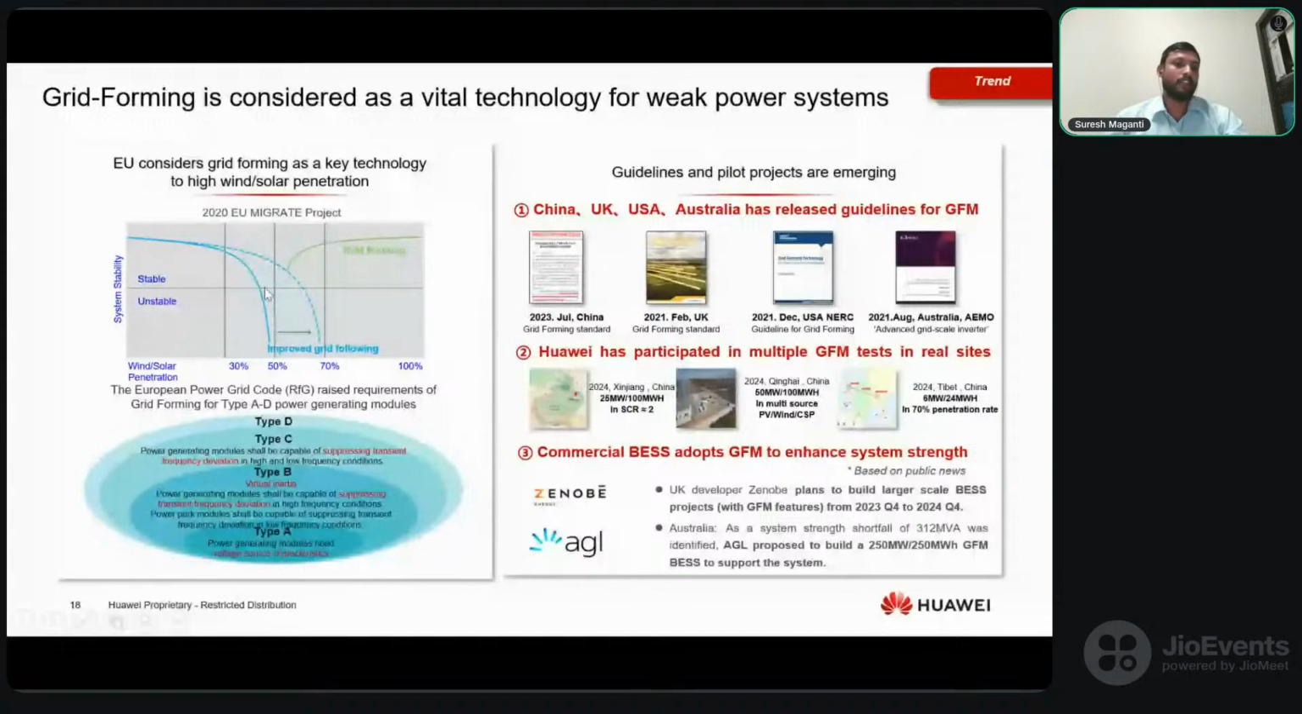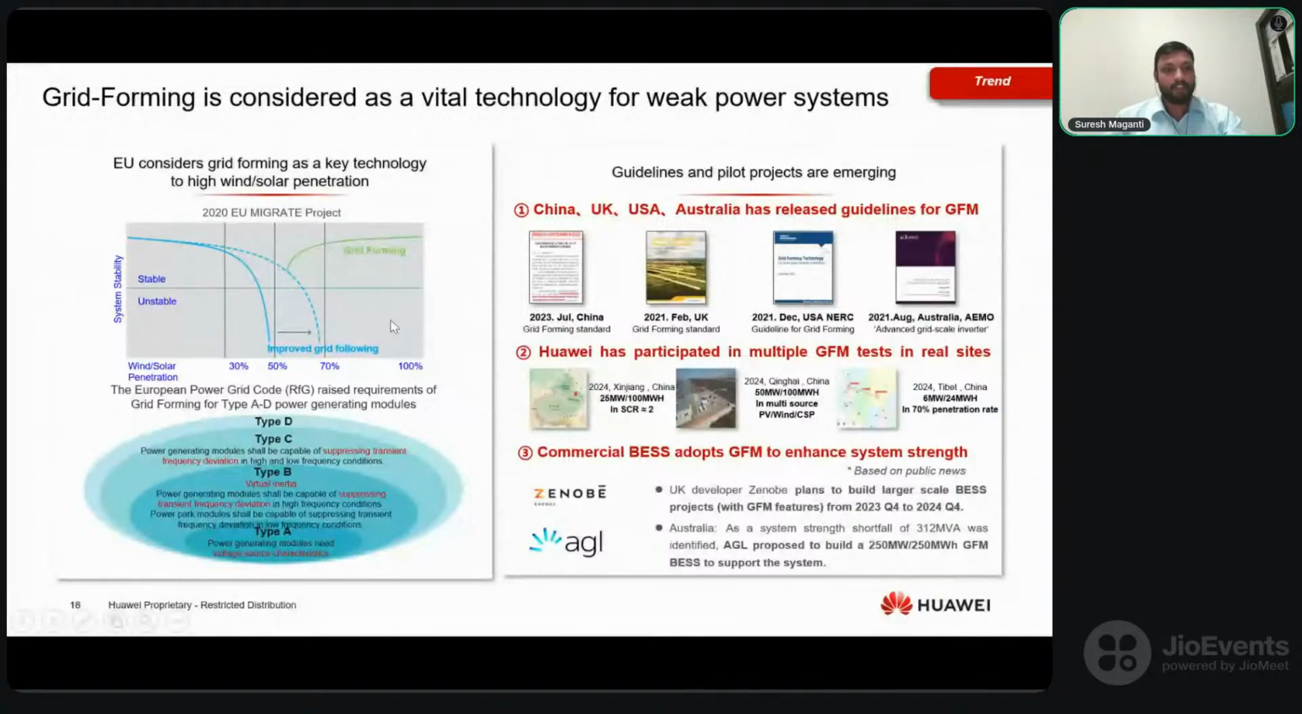If you increase up to 40%, it will reach its stability limits and the system will become unstable. Even if we improve the grid following, so that we can penetrate some amount of energy into the grid, however, it is still in the unstable region. Once we introduce grid forming, we can go for 100% renewables, 100% penetration we can achieve. This is the combination of grid following as well as grid forming. That means the solar as well as the battery energy storage system, or maybe other wind energy penetration.